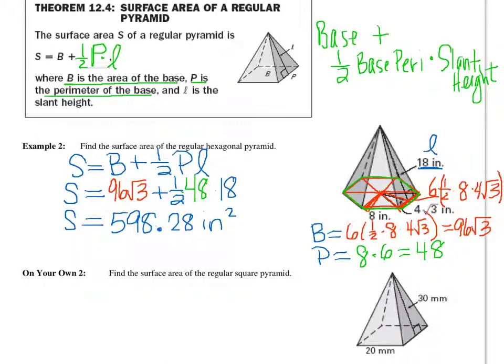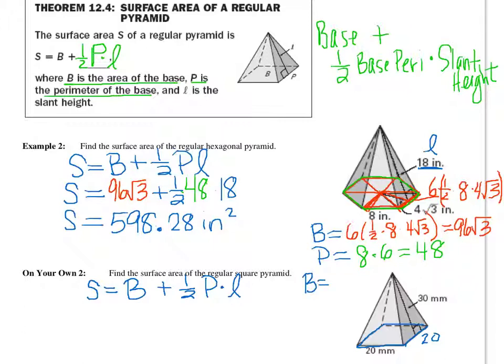Next one here, it says find the surface area of the regular square pyramid. So we know this side's 20 and this side's 20 as well. And this back's going to be 20 and that's going to be 20. So let's use our formula. Surface area equals capital B, so my base area, plus half times capital P, the perimeter of my base, times L, my slant height. Well, let's see here. I need to find my base area, okay?